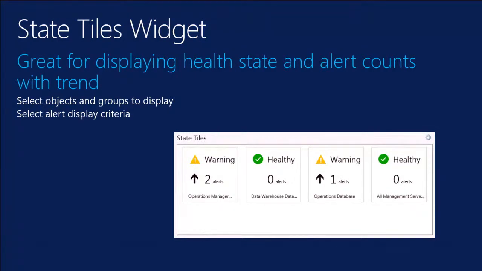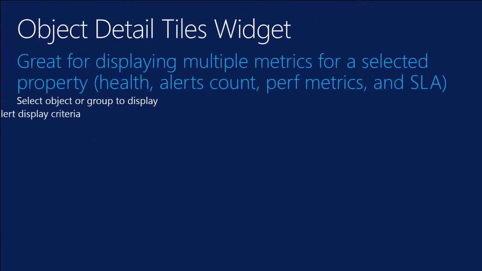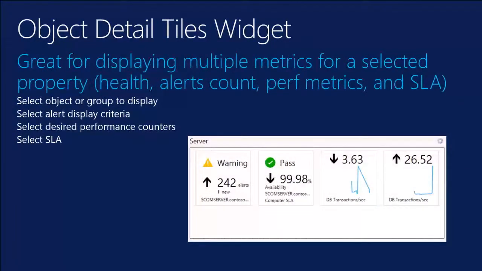And in the next widget, the object details tiles widget, you select one object. And this allows you to get a more holistic view of that object. Now, you see the same state tile from the last widget, but you also see a few other things. So if you choose to show SLAs that are targeted to that instance, they'll also show up on this widget. And so you get the same pass, fail, and SLO values as the previous SLA tiles widget that Charlie was showing.